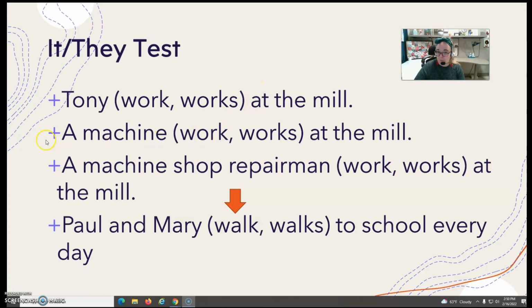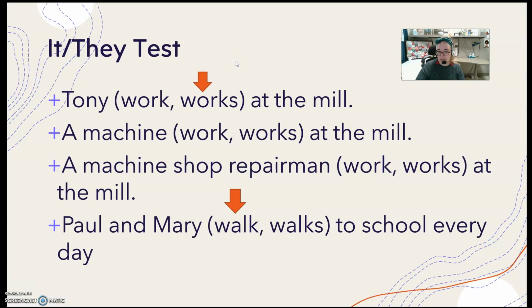I'm going to do this again. A machine work or works at the mill. Well, let's see, is that one machine or two machines? It's one. So I'm going to say it works at the mill. Okay. You might get a little more complicated, like a machine shop repairman. Even though I'm adding those more words, still the subject is the repairman. And that's just one, right? So the repairman works at the mill.